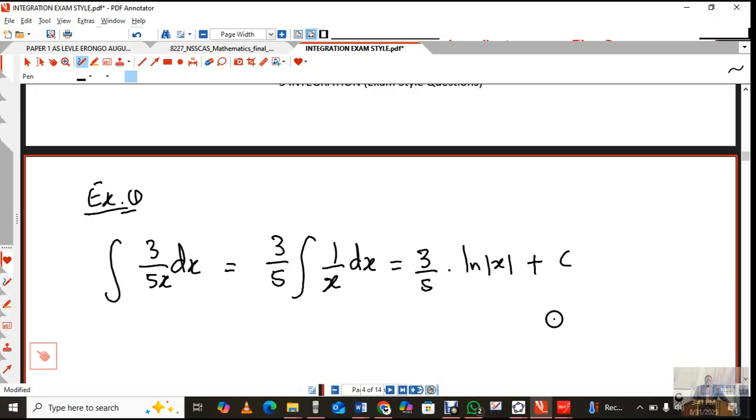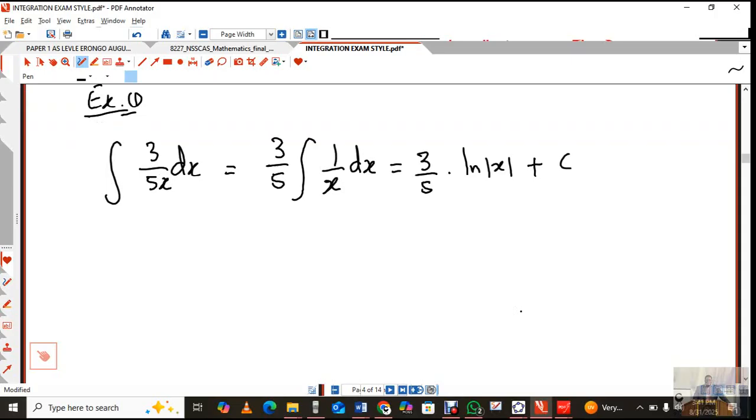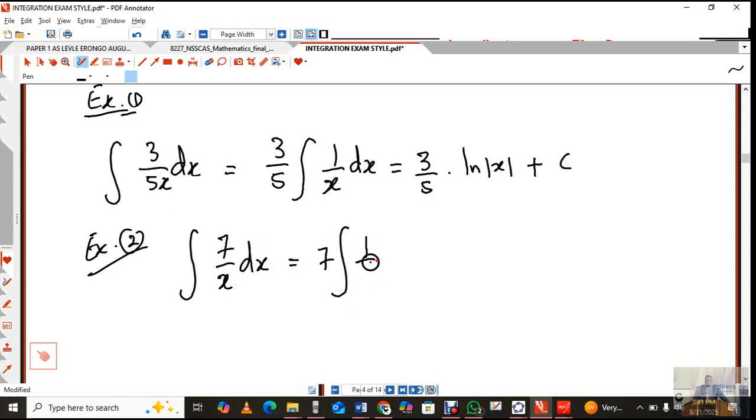Maybe I can do one more example, a very simple one. Let's take example 2. What if you have to integrate 7 over x with respect to x? Of course, you can grab out that 7 because it's a constant, and then you have 1 over x with respect to x. And it is 7 times, if you integrate that, that's going to be the natural log of x, plus the constant of integration.